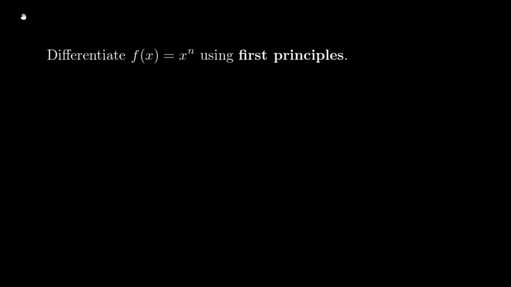So let's set up our first principles definition again, and maybe I should write it out in its entirety. I didn't bother in the last x to the power of 10 example, I just went right in and did it. So remember, it's f of x plus h minus f of x, all over h. And that's our difference quotient.